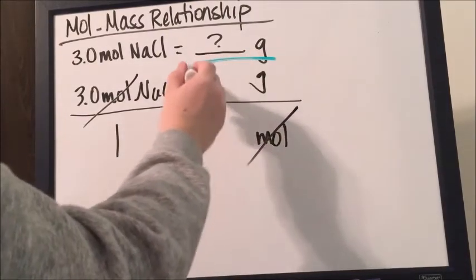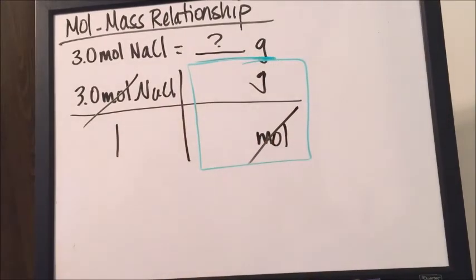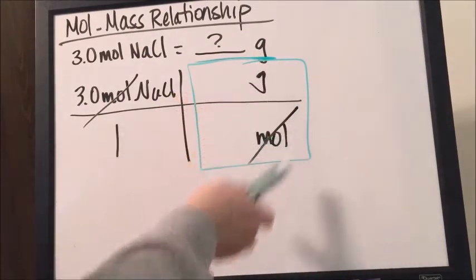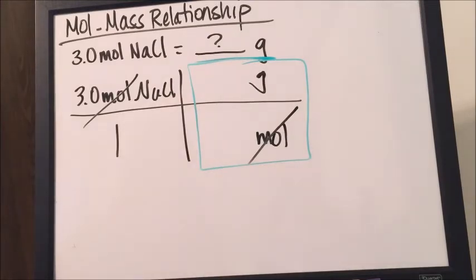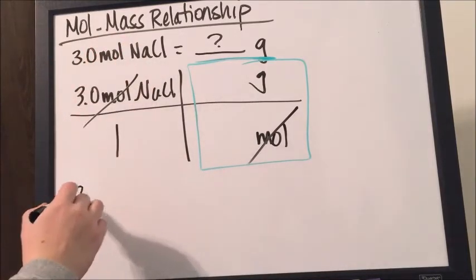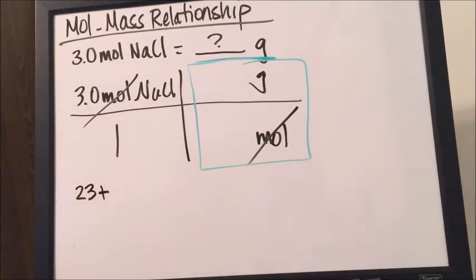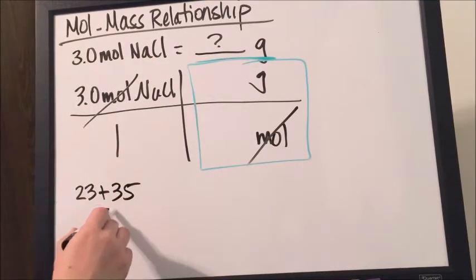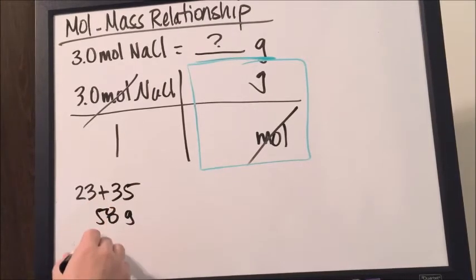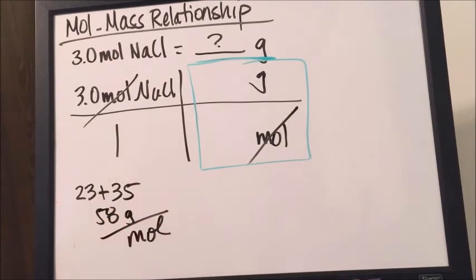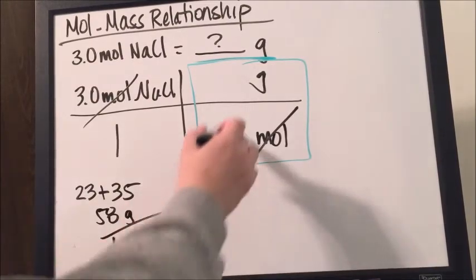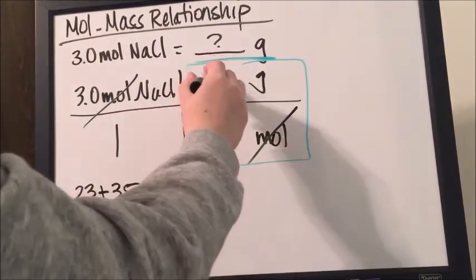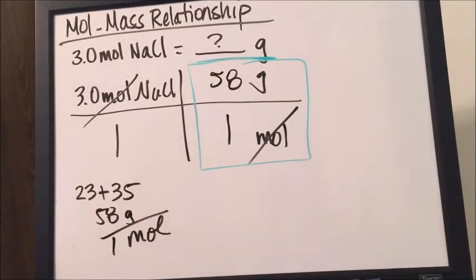Conveniently, we just learned about a quantity that has the units of grams per mole, and that quantity is molar mass. And so you're going to have to do a molar mass calculation here. So for NaCl, I have a sodium whose mass is 23, and I have a chlorine whose mass is 35. And so that gives me a molar mass of 58. Again, remember, 58 grams per mole. So for 1 mole, I have 58 grams.